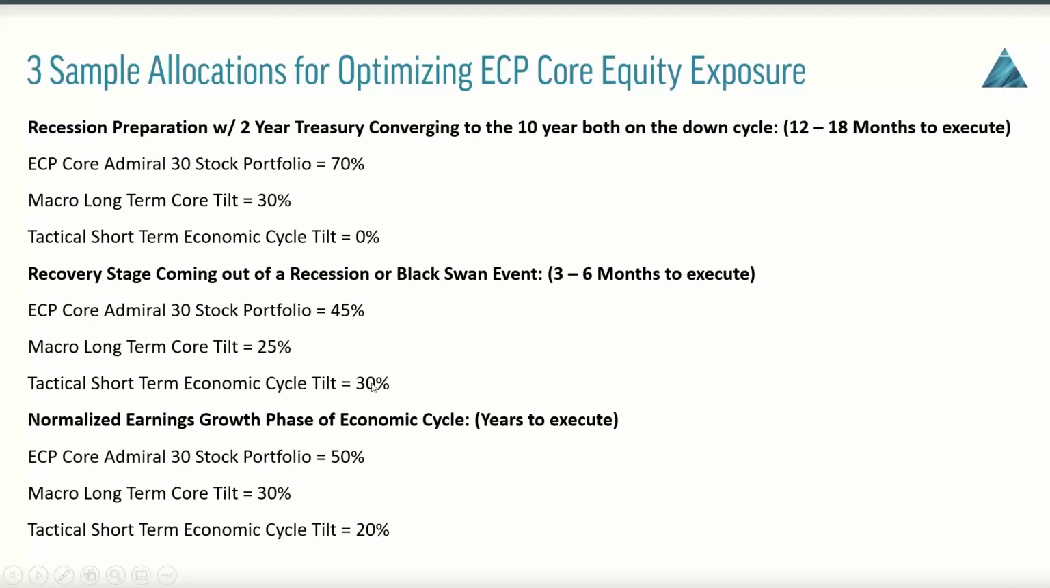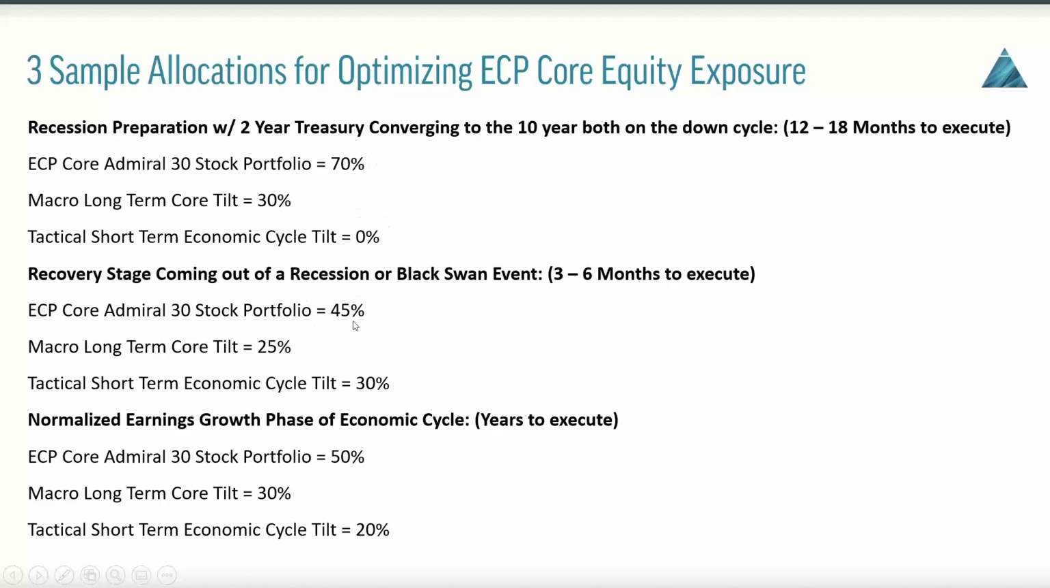So the idea here is that the reason why we back down the macro long-term core tilt is because it is possible that you'll pick up some additional technology exposure, specifically amongst the semiconductor group, or maybe even some high beta tech names. So just be careful of that. So I purposely put this at 25 to draw attention to the fact that some of that tech exposure may end up in the short-term economic cycle tilt.